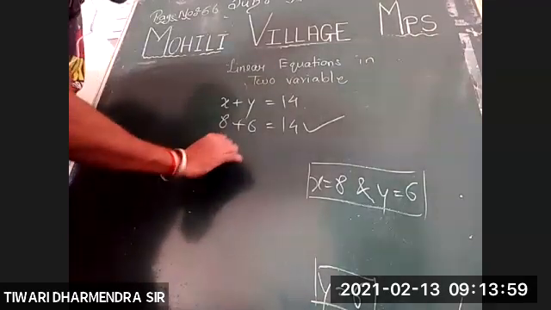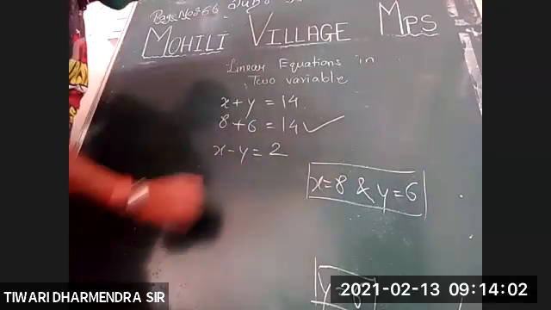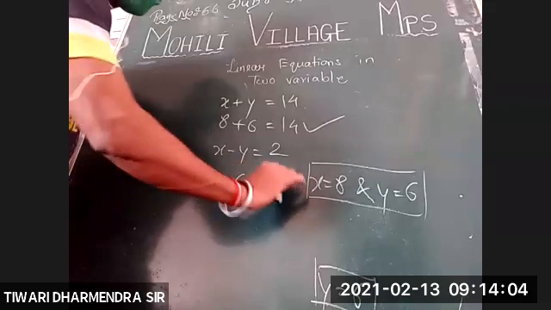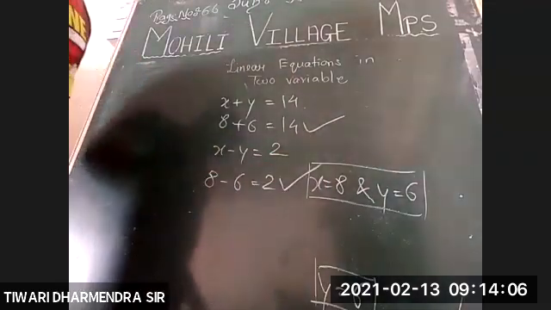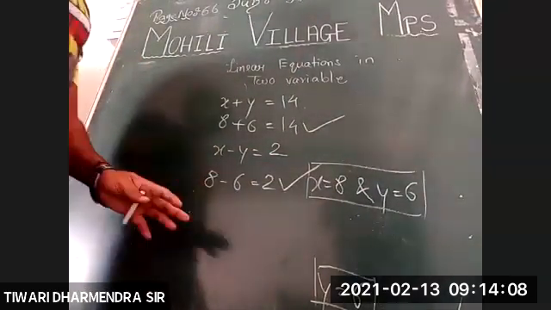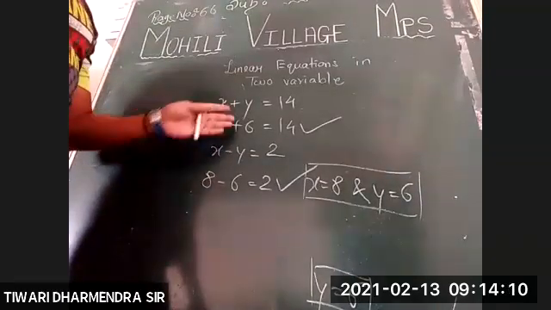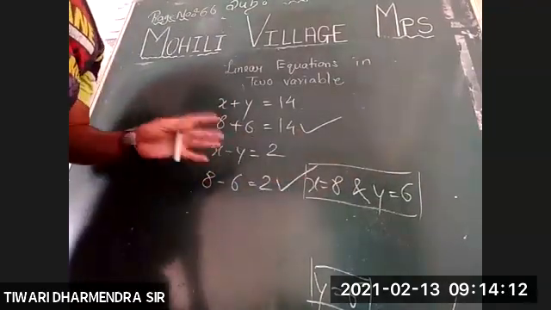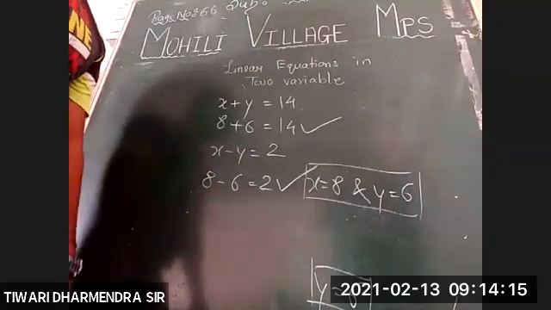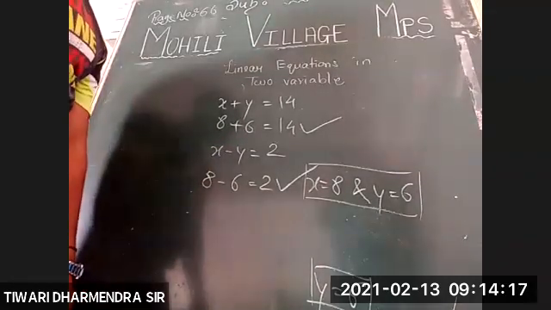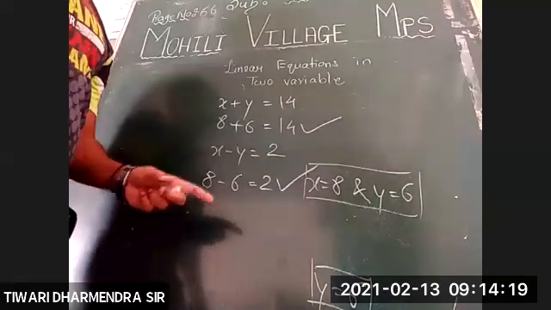And the second equation was x minus y equal to 2. You can see 8 minus 6 equal to 2. This is also true. So we conclude that when we substitute the solution, we should get the required right hand side in both the equations. Then it is called a solution.